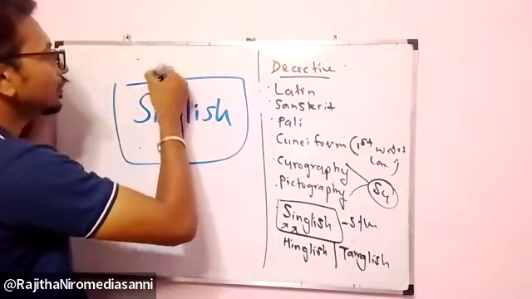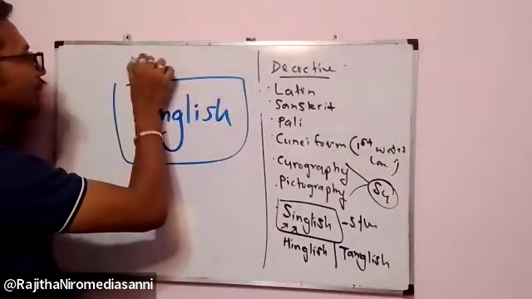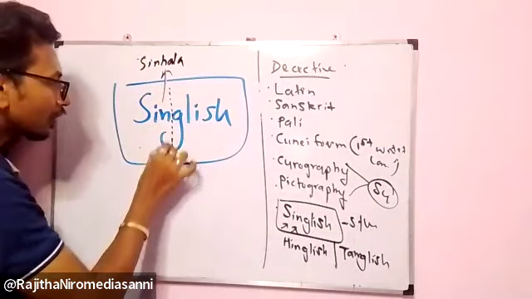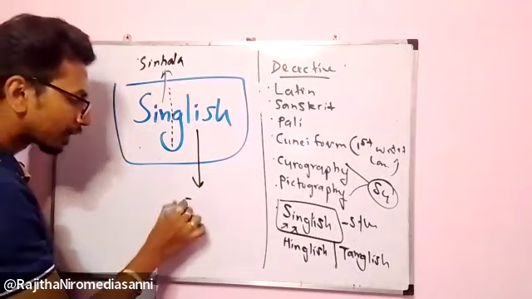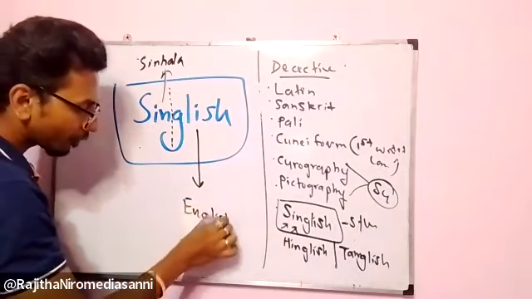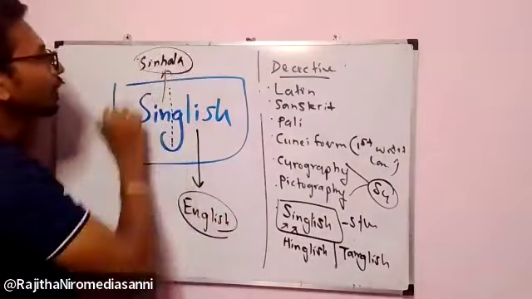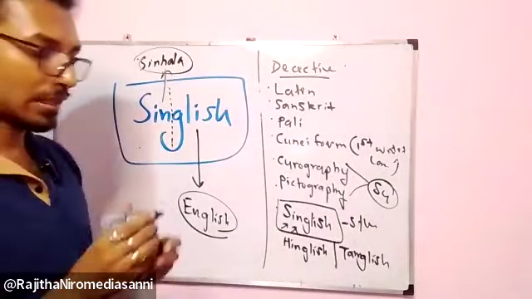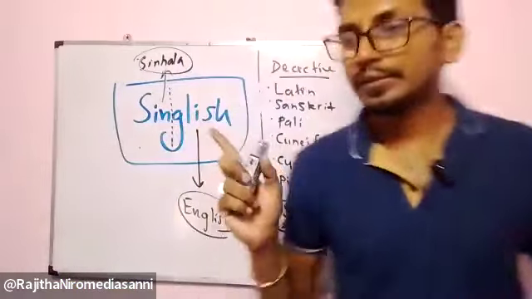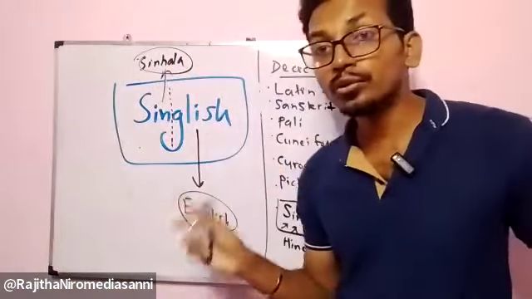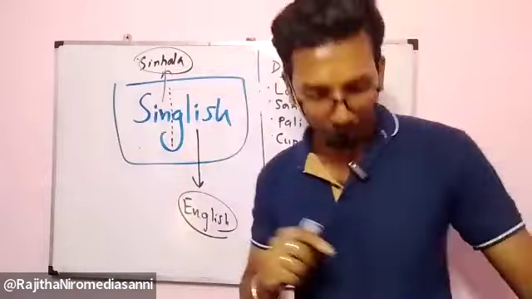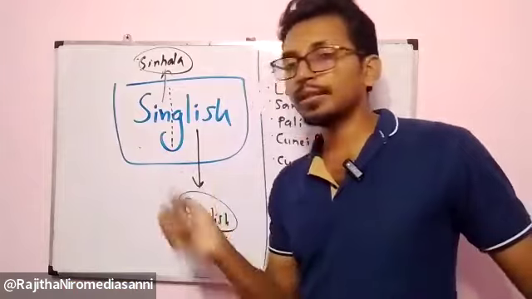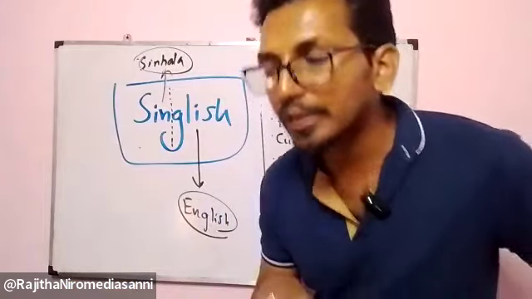Here we can see what language? Sinhala, okay? And here, English. Both are which type of language? Tell me. Singlish, Sinhala and English, both are which type of language? Sinhala and English both are active languages.